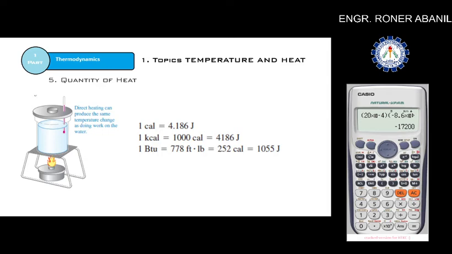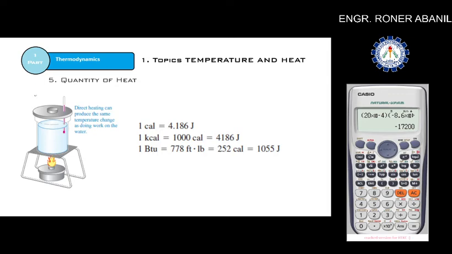Okay? This is defined as amount of heat required to raise the temperature of 1 gram of water from 14.5 degrees to 15.5 degrees. So, si calorie daw, siya yung amount ng heat na kailangan nating ilagay sa tubig, 1 gram of water, para makapag-rise siya from 14.5 to 15.5 degrees Celsius. So, yung kilocalorie naman is yung 1,000 calorie. So, ito yung ginagamit sa mga pagkain.